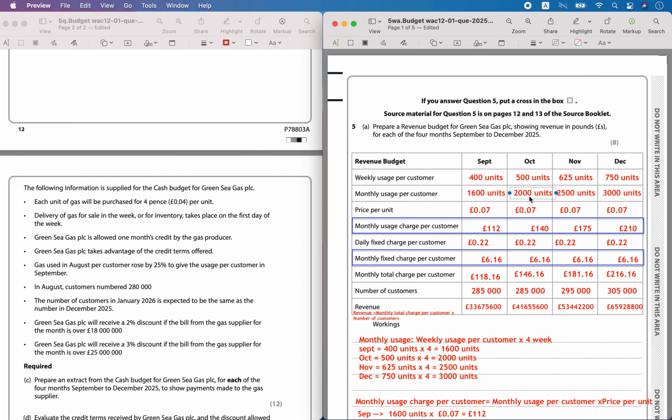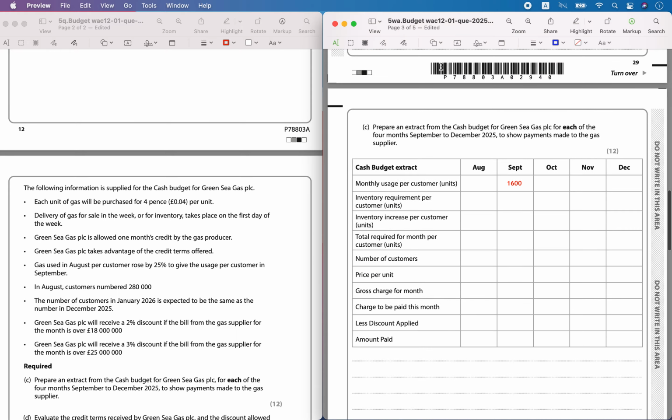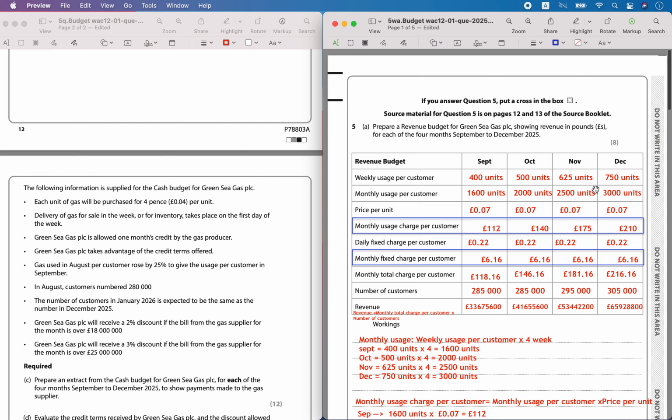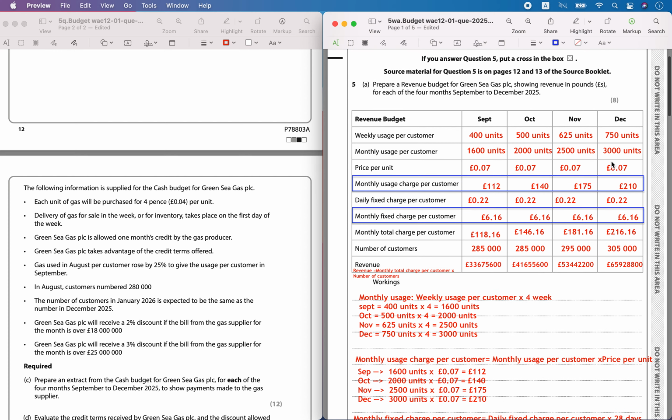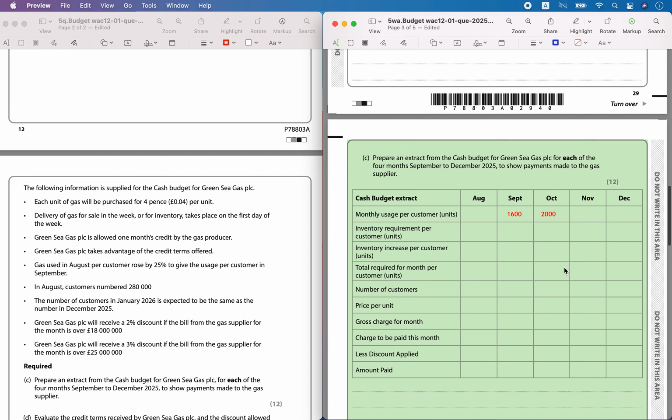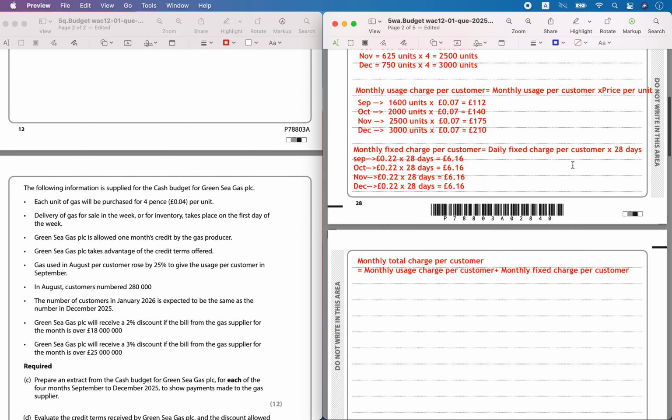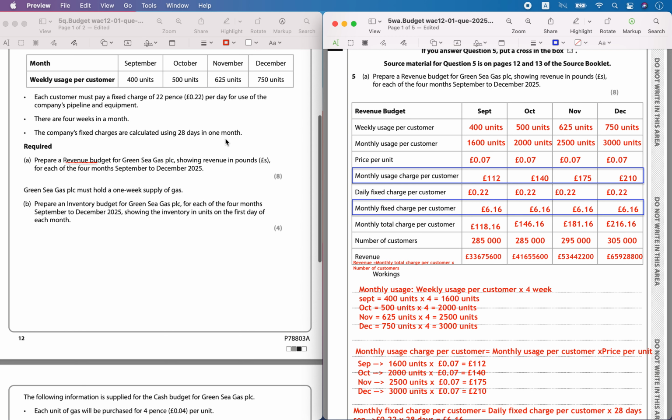Then in the month of October, it was 500 units times 4, which equals 2000 units. In the month of November, it was 625 times 4, which is 2500 units. So let's write it here. And for the month of December, it was already calculated as 3000 units. Weekly usage times 4 will give you the monthly usage per customer, so it was 750 times 4, which is 3000 units.